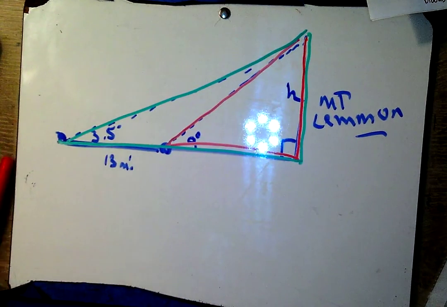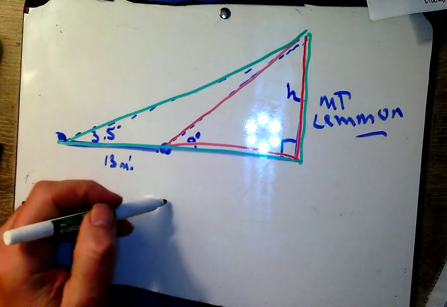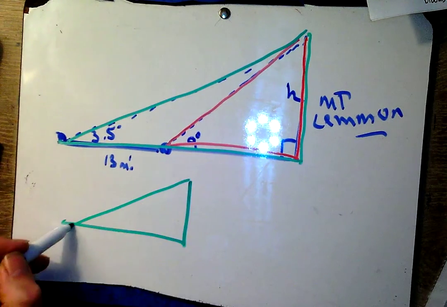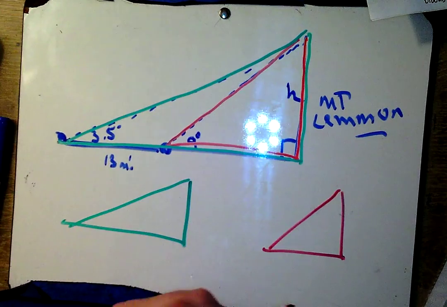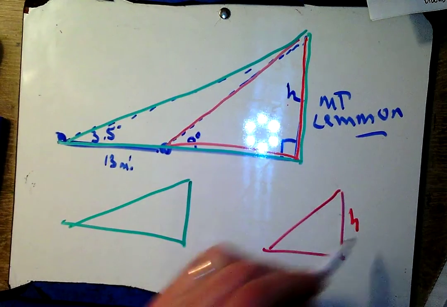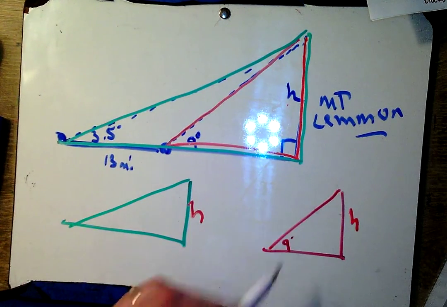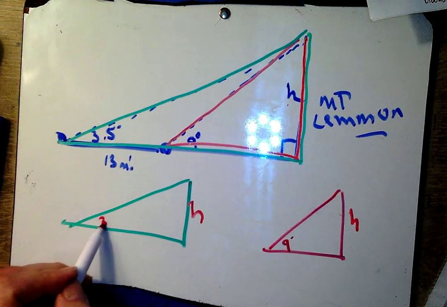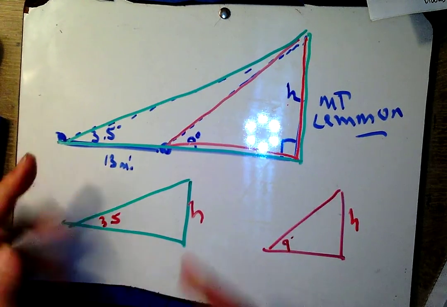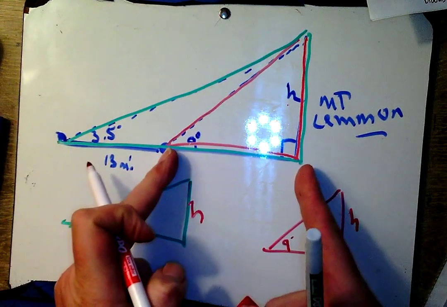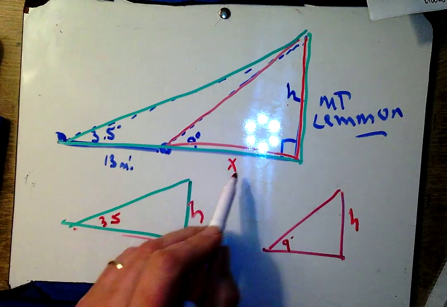Okay? I think these problems where we have 2 triangles, it's so much easier to do them if you draw them separately and label them appropriately. What I mean by that is, I see this as H, and that's going to be H in both of them. And this angle is this angle, and this angle is that angle. Now, this is not 13. This part is 13. I don't know what that part is, so I'm going to call it X. So here I have X plus 13.